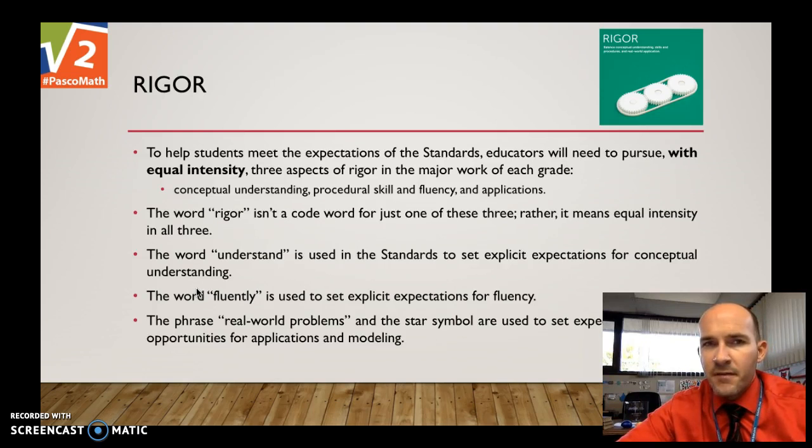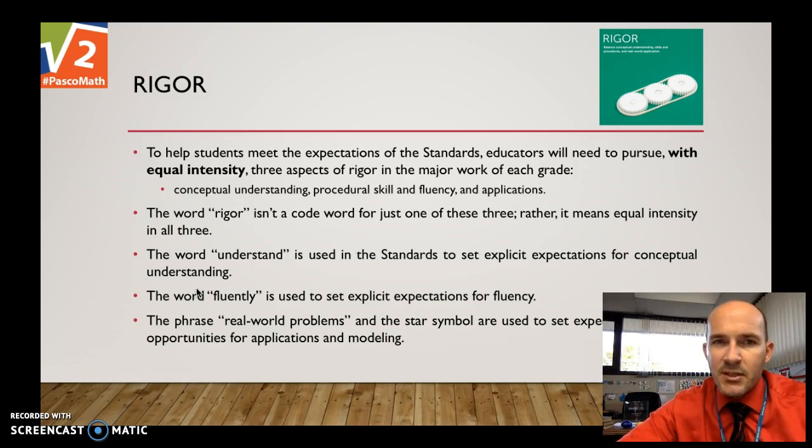The third shift is rigor. And so again, we're lucky in mathematics because we have a specific definition for rigor. So that word has been thrown out there a lot. And when we're talking about mathematics, there's the actual definition that we believe in. And so as to help students meet the expectation of the standards, they'll need to pursue with equal intensity 3 aspects of rigor. That's conceptual understanding, procedural skill and fluency, and applications.